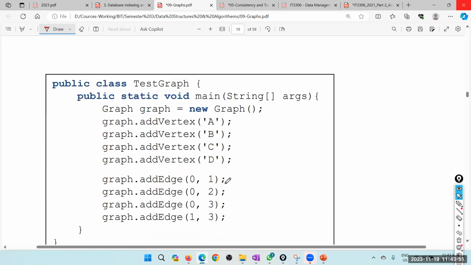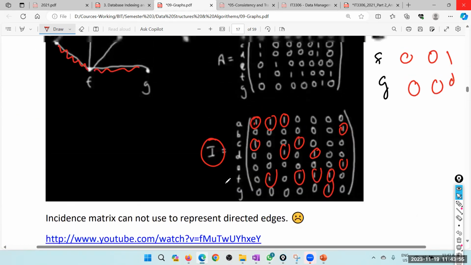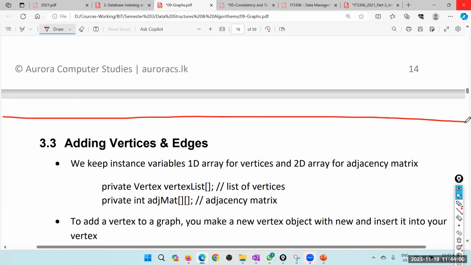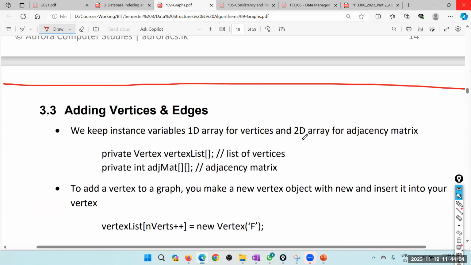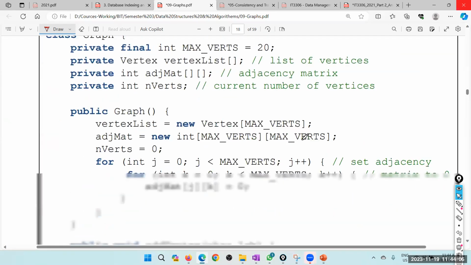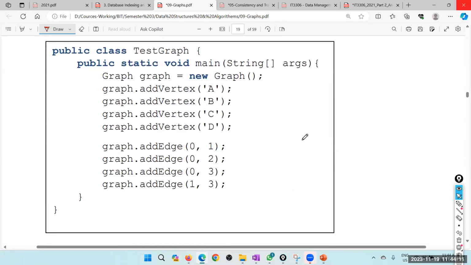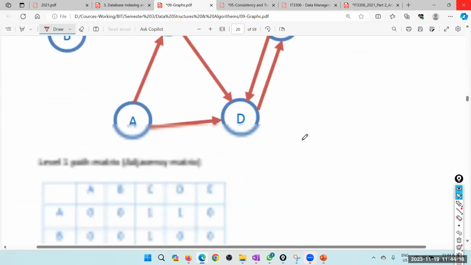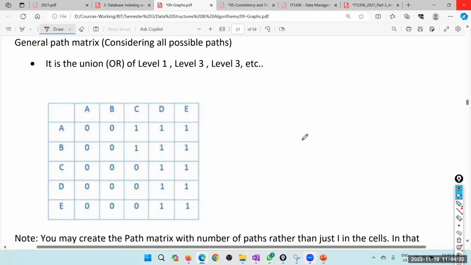Right. So we'll stop at this point because from here we have to do the coding. The coding part we'll do next time, and we can finish this topic then. We have to model the vertices and edges, and then look at how to do traversing: breadth first traversing and depth first traversing. We will be using a stack and queue. So we can do the coding for those things.